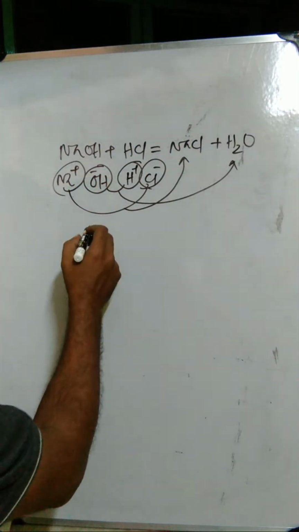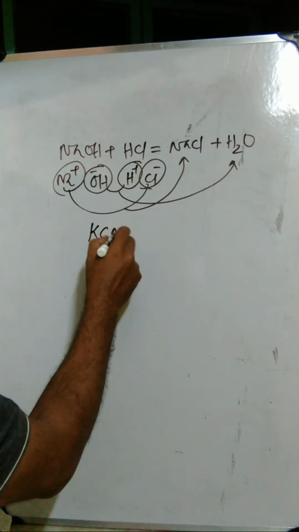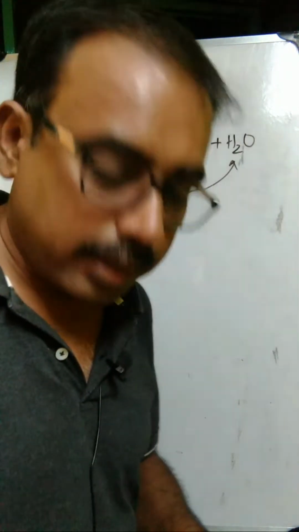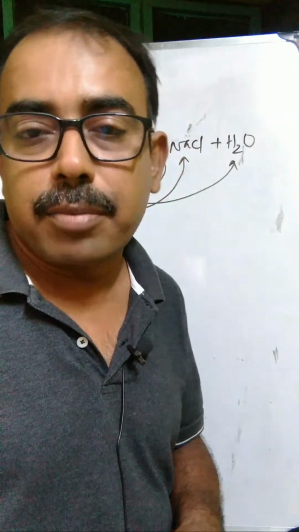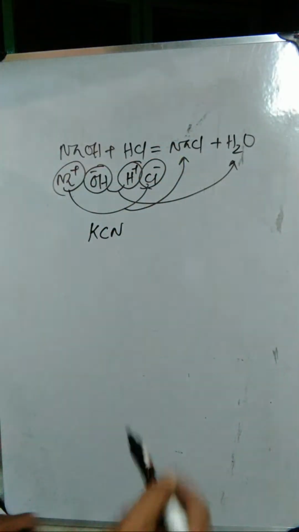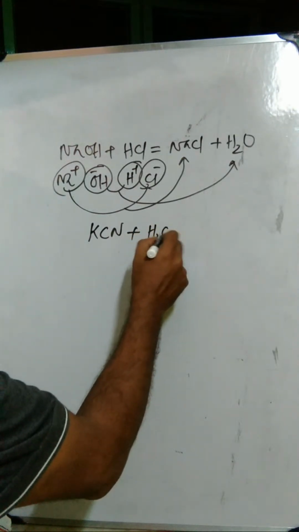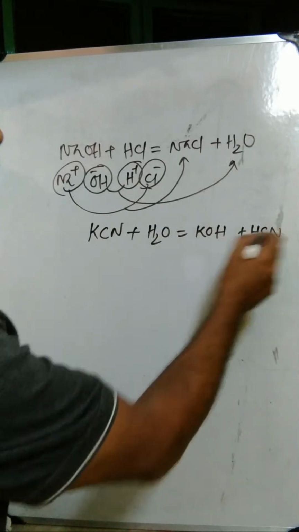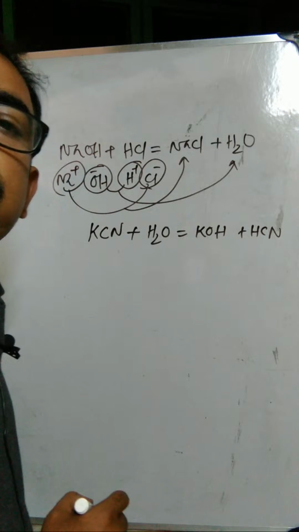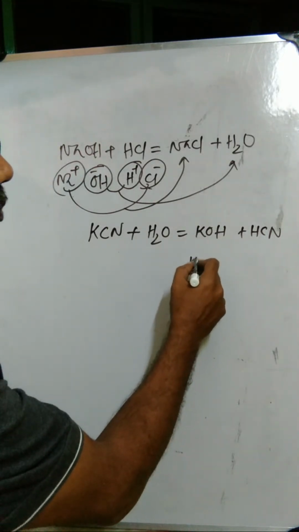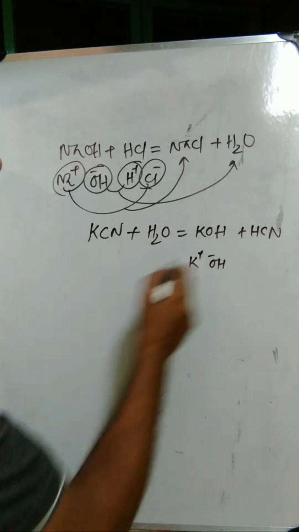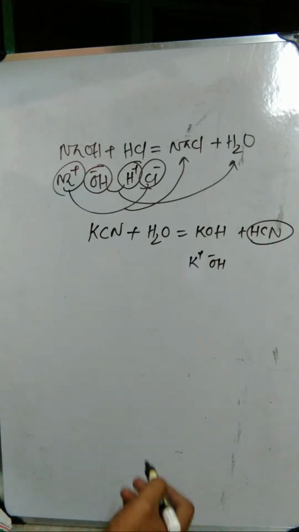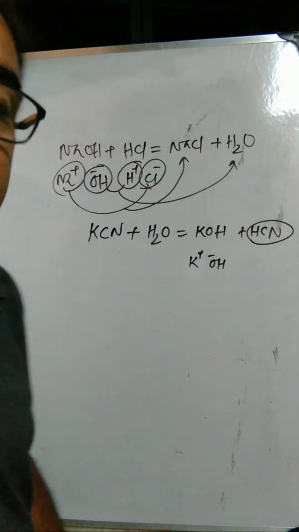Take the aqueous solution of KCN. What will be the nature of the aqueous solution of KCN? Now, KCN is a salt formed by K plus ion and CN minus ion. K plus and CN minus react with water to form KOH and HCN. Now, KOH is a strong base and HCN is a weak acid. So KOH dissociates more to form a greater number of OH minus ions, whereas HCN, being a weak acid, will dissociate less to form a lesser number of H plus and CN minus ions.